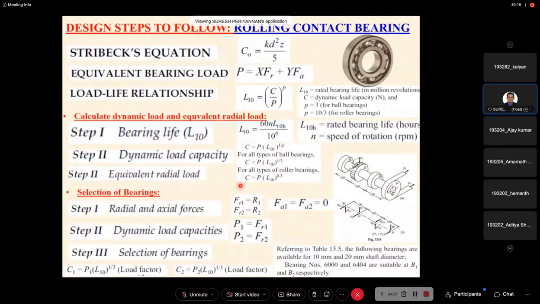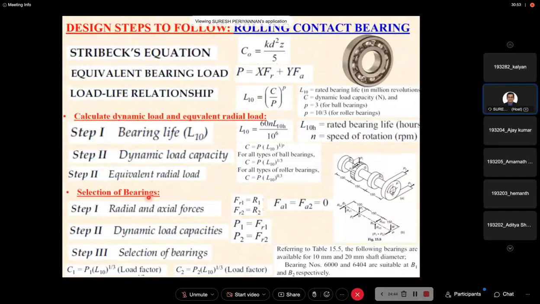These relations we are going to use to define the dynamic load carrying capacity of the ball bearing or roller bearing. Now, this is the selection of bearing: radial force FR and axial force FA are going to be defined. The selection of bearings by bearing number, based on the bearing series, we will discuss later. What is the bearing series? I will tell you later. These are the information required.